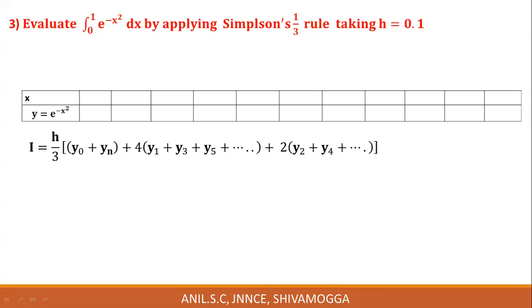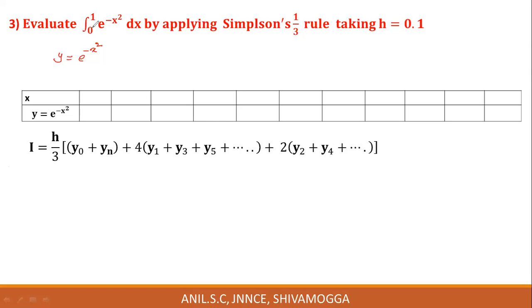Okay. Integral from 0 to 1 e power minus x square dx by applying Simpson's 1/3 rule, taking h is equal to 0.1. You need not determine h. H is specified, h is equal to 0.1 and the method is Simpson's 1/3 rule. First, let's mark what is y. Here y is equal to e power minus x square. y or f of x, in either way you can write that.